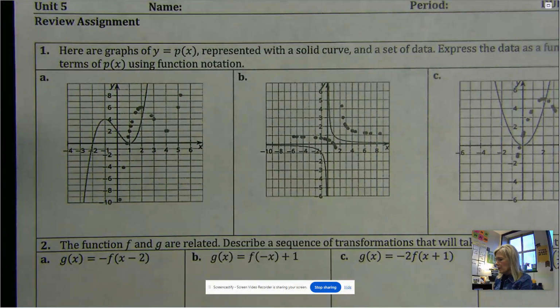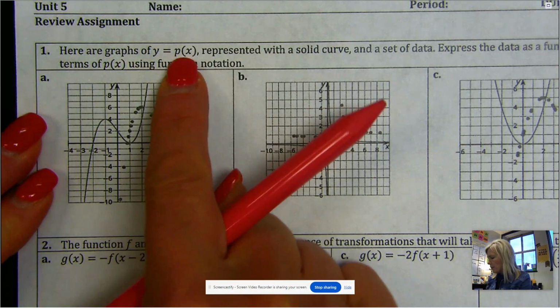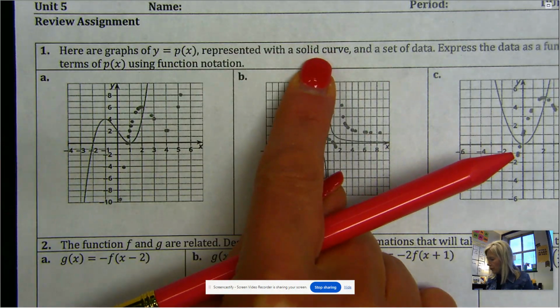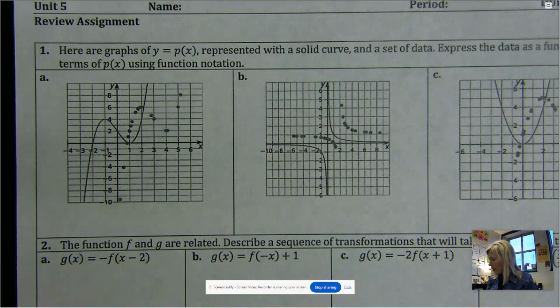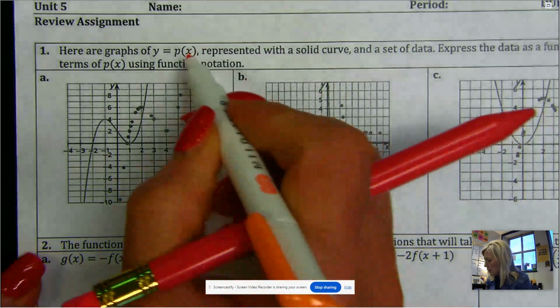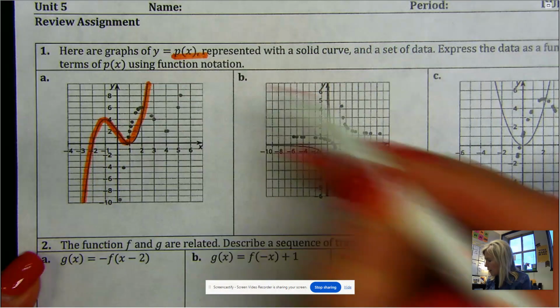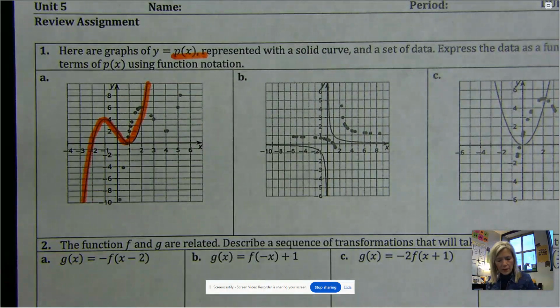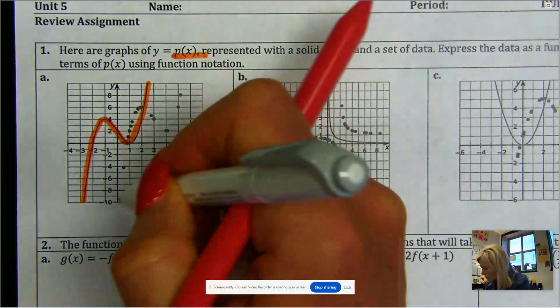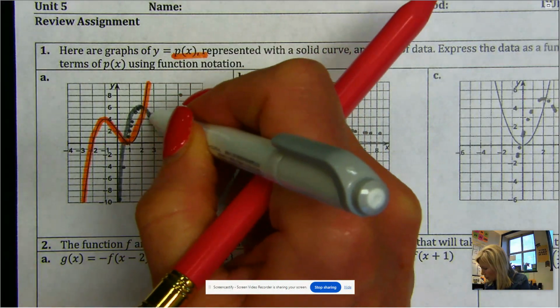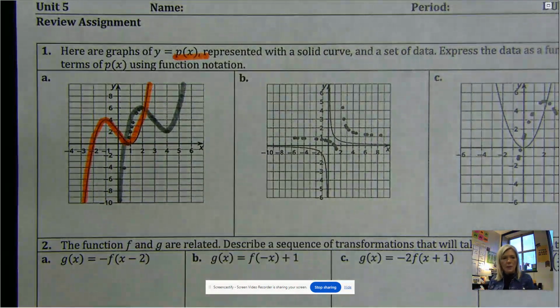All right, so in the first section, we have graphs of P of X represented with the solid curve and a set of data. Express the data as a function g in terms of P of X using function notation. So again, P of X is like the curve here. And then G is the set of data that we're trying to get it to match up to. So I noticed that this data and this curve have the same end behavior. I just need to do some translating.